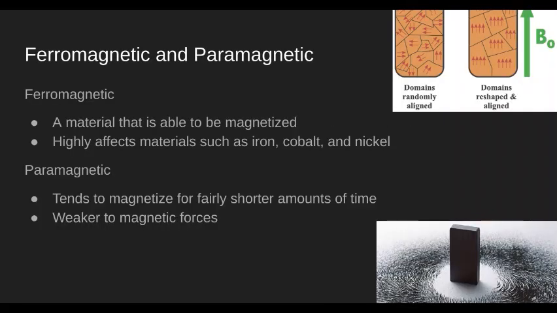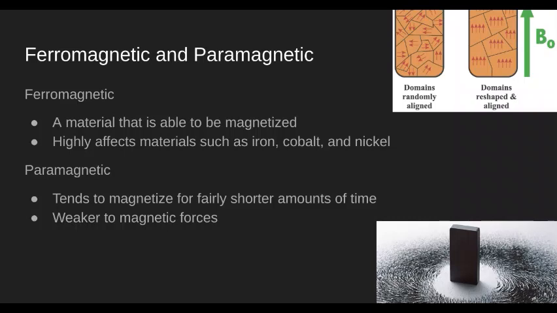Now, next up we have ferromagnetic and paramagnetic. Ferromagnetic means a material that is able to be magnetized. It's easily able to be magnetized. It is highly affected by a current running inside of it, and the materials that are ferromagnetic contain things such as iron, cobalt, nickel, and etc. So basically anything that's metallic that you would normally be able to pick up with a magnet.